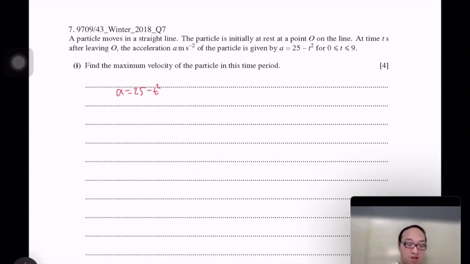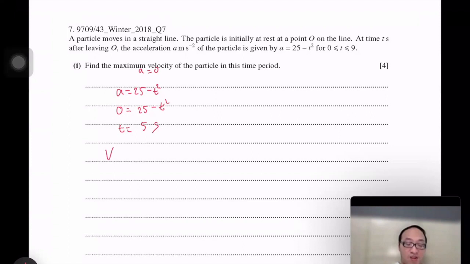Now, maximum velocity is reached when acceleration equals 0. So we can put 0 equals 25 minus t squared. So t is equal to 5 seconds. Take only positive numbers because time cannot be negative.